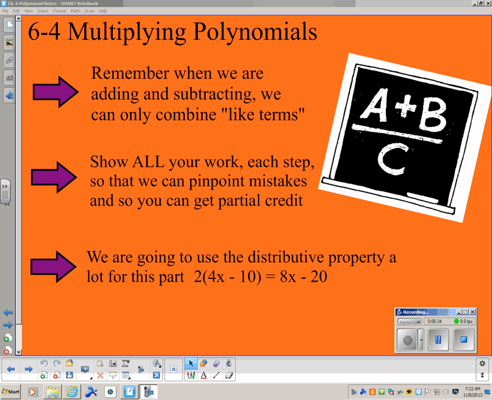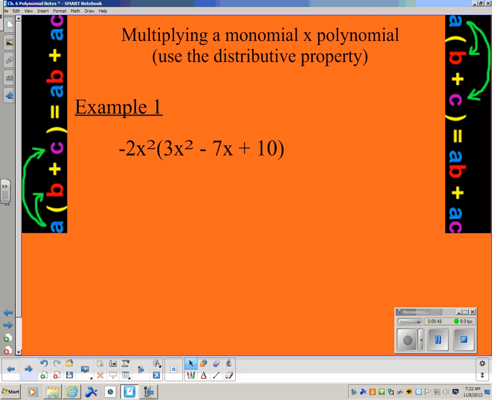So for instance, as an example here, they took 2, they distributed it through the parentheses here. 2 times 4x, there's 8x. 2 times 10 there gives us 20, so you get 8x minus 20. So let's go ahead and just continue multiplying a monomial by a polynomial and using the distributive property to do so.